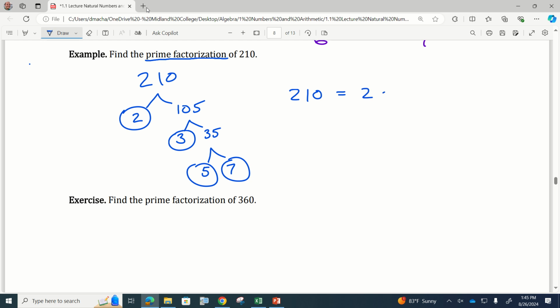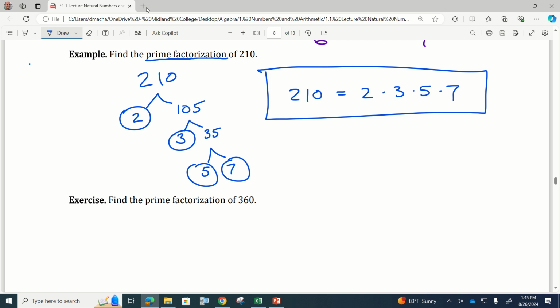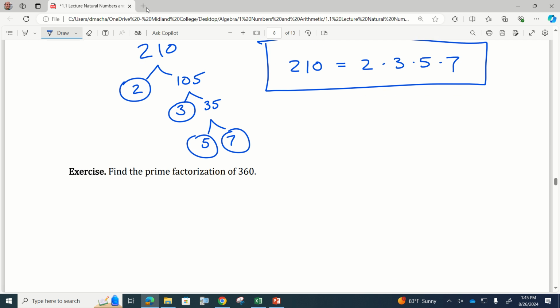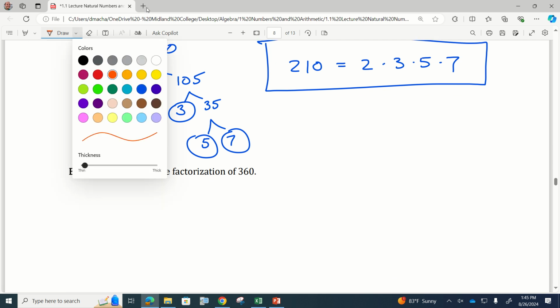I say that 210 is equal to 2 times 3 times 5 times 7. And that's it. That's what I call a prime factorization. Let's do the same thing for 360.